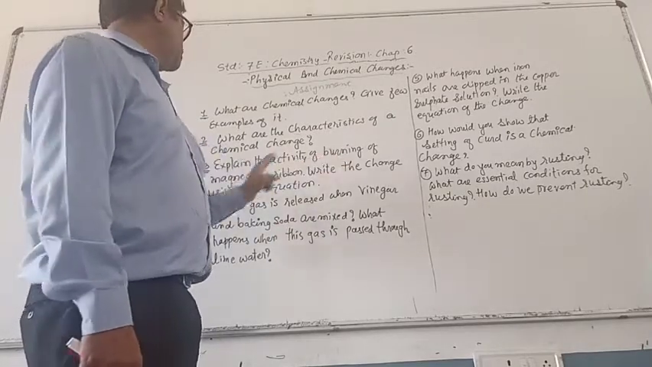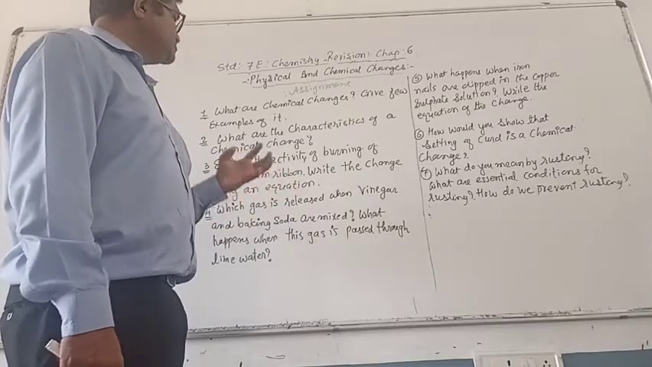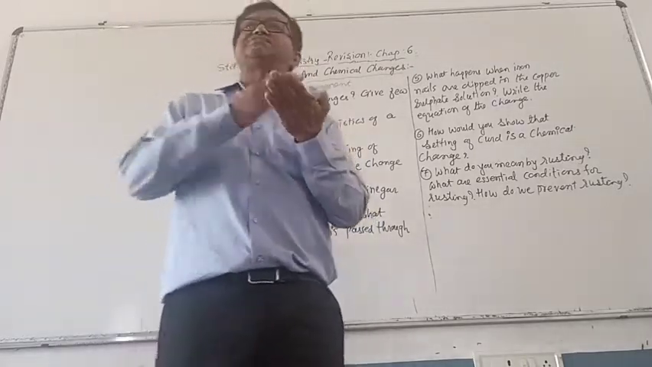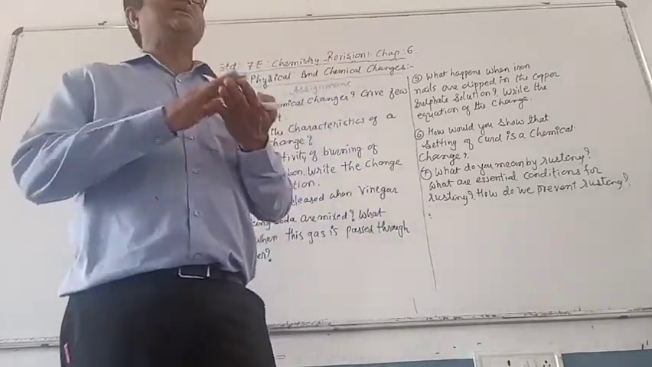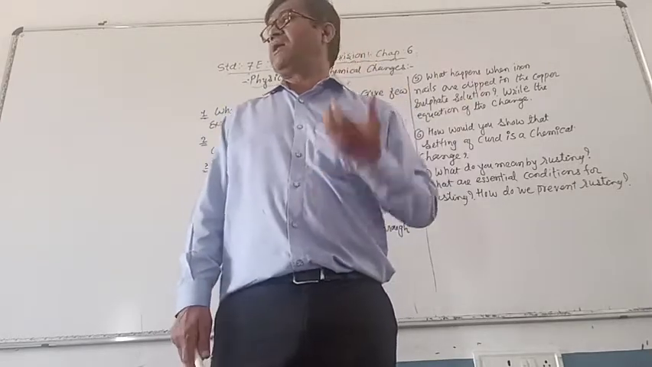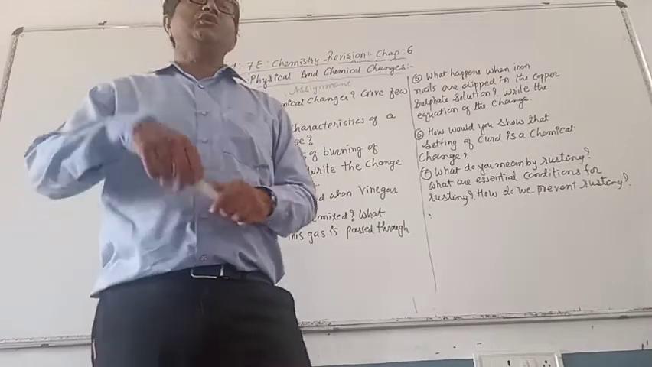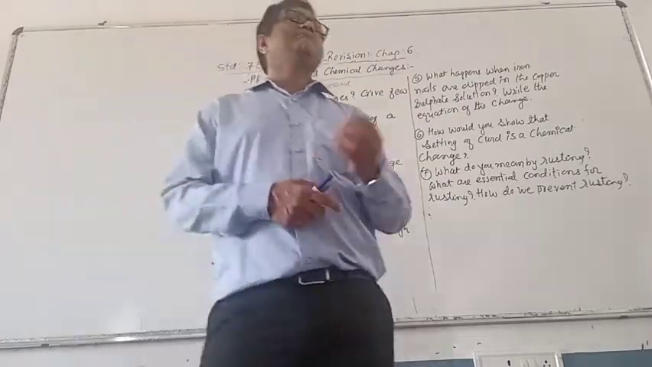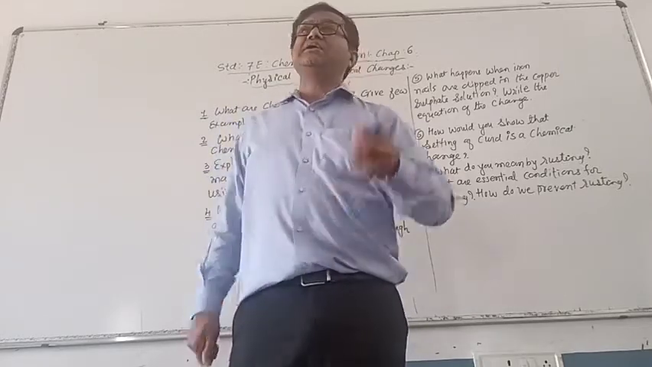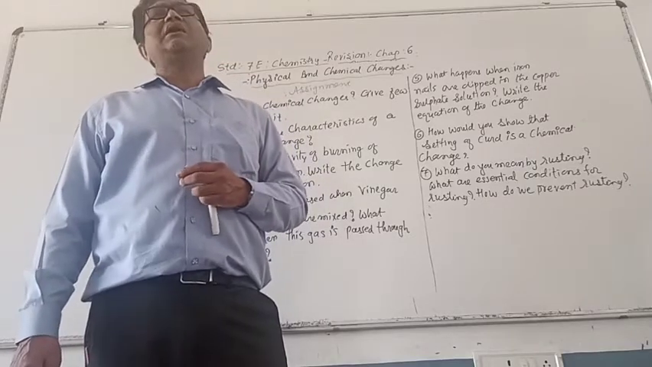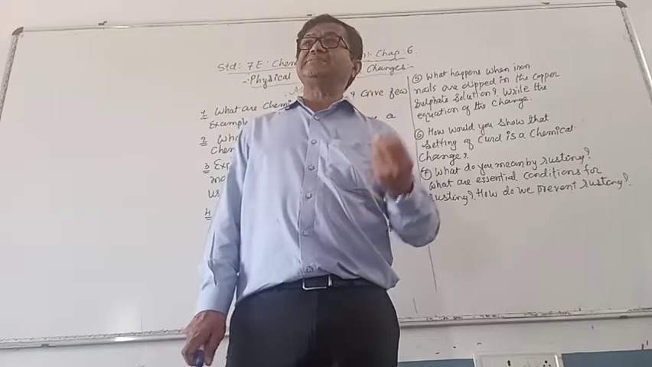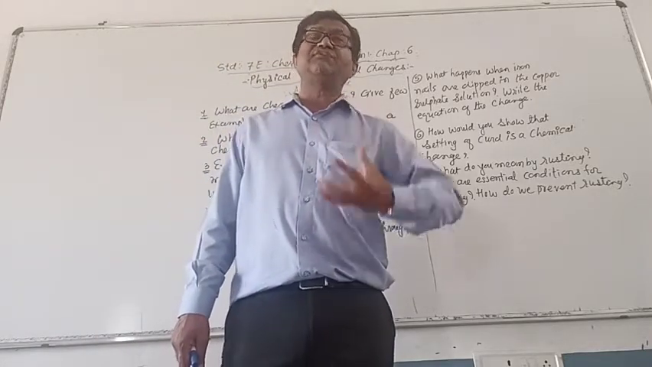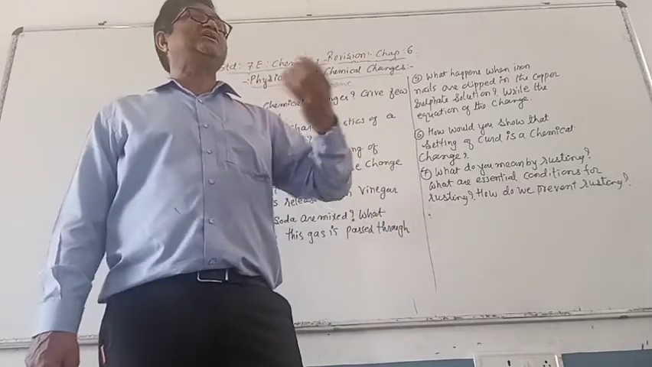Now explain the activity of burning of magnesium ribbon and write the chemical reaction using an equation. As I already explained, we take a piece of magnesium ribbon and first rub it with sandpaper. If there is a layer of oxide, it can be removed and the metal is exposed. Now we take a burner or a candle, light it, and hold the piece of magnesium ribbon with tongs, and then give heat. After a few seconds, the magnesium ribbon will start burning. It will burn with a dazzling white light and flame, and then turn into ashes.